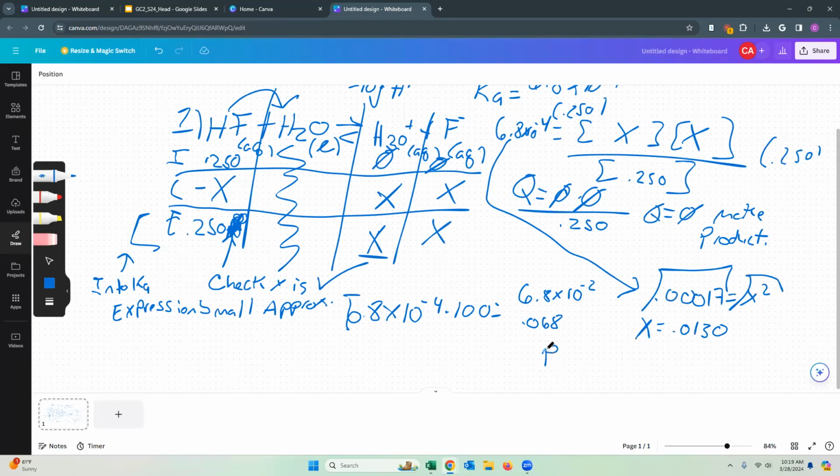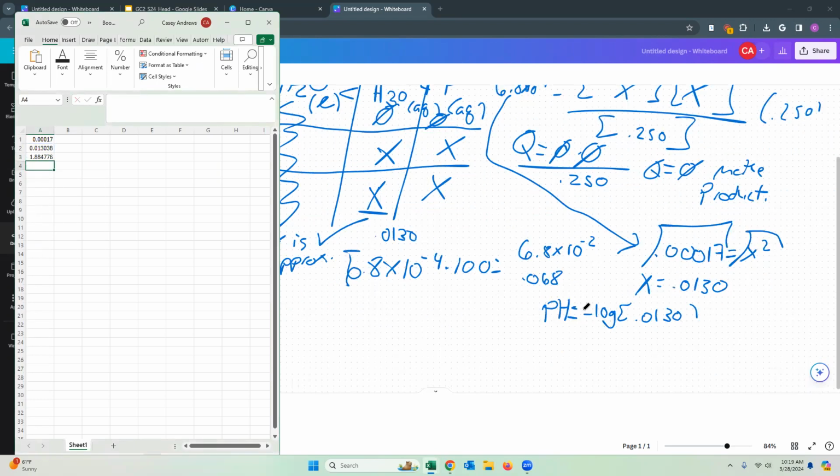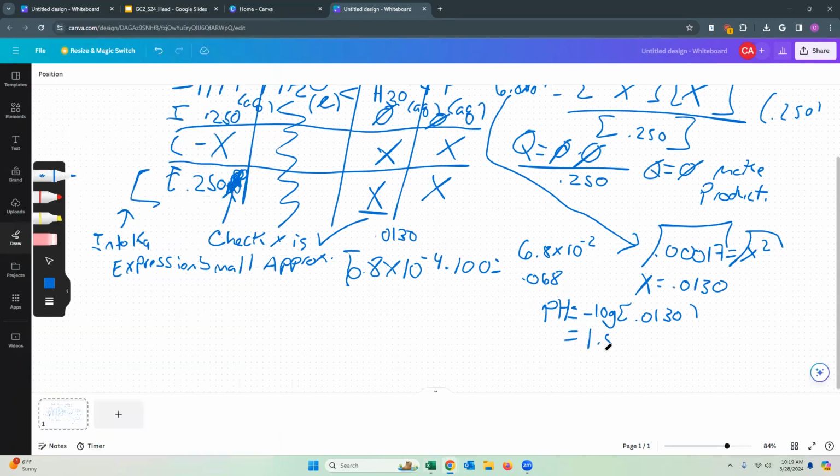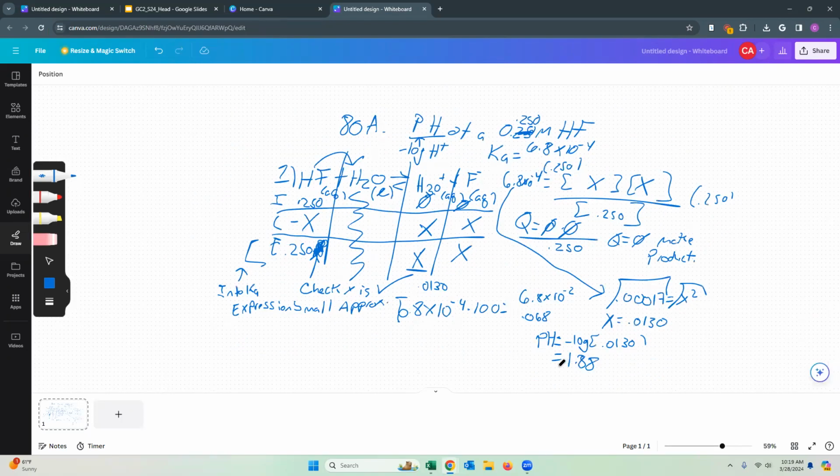So I want to figure out pH, right? So at equilibrium, this is 0.0130. pH equals minus log of H plus at equilibrium, which is 0.0130. And let me do that. So pH is 1.88. So that is the answer to this problem, to ADA. pH is 1.88.